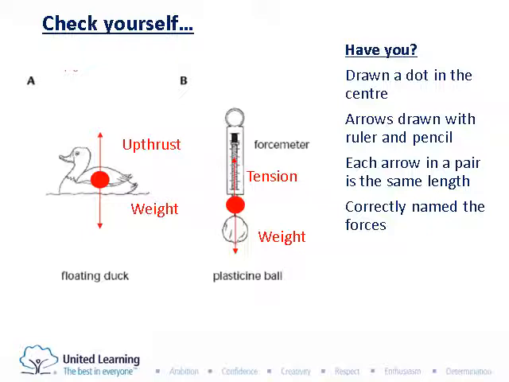Don't draw them freehand. And in the cases of all of these examples, each arrow in the pair should be the same length. If you haven't done that, you should adjust them just to make sure that they are. We'll talk a little bit later on about what they look like if they're different lengths, but at the moment they should all be the same length. And then have you correctly named the forces? So in this case, the duck is upthrust and weight, and tension and weight in the case of the plasticine ball.